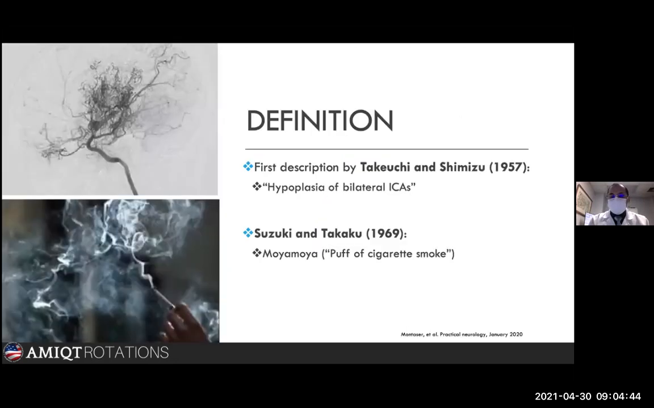So this condition was first described in Japan by Takeuchi and Shimizu in 1957. It was described as a hypoplasia of bilateral internal carotid arteries. Later on, in 1969, Suzuki and Takaku gave the name of Moyamoya, which is a Japanese expression that means a puff of cigarette smoke. They gave this term because the radiologic pattern that we can see secondary to the collateral vessels is similar to a puff of cigarette, as you can see in these images on the left. They are very similar.